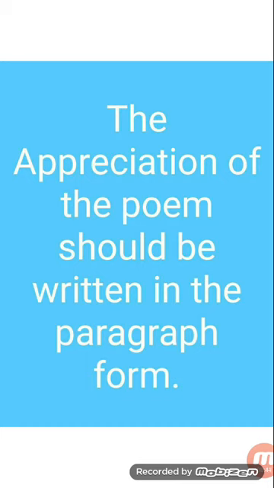तो आपको appreciation of the poem paragraph form में ही लिखना है. आपको side heading डाल के पॉइंट्स नहीं लिखने हैं. Okay, if you will do so you will not get the marks. Please be careful, because this is my personal experience. After explaining the paragraph form, after telling also many times, the students do the same mistake.